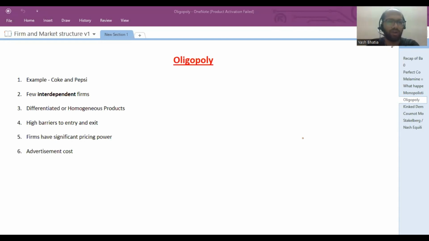Hello friends. Today we'll learn about a different market structure, which is oligopoly. So let's start. The best example of oligopoly I can think of is Coke and Pepsi in the cola market.